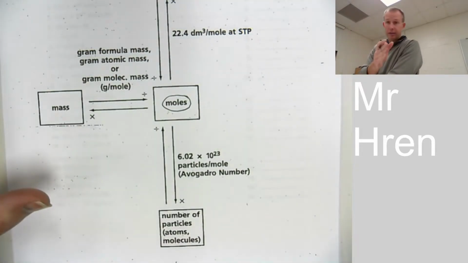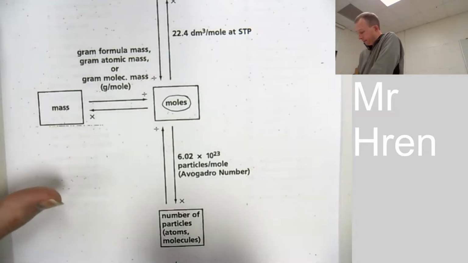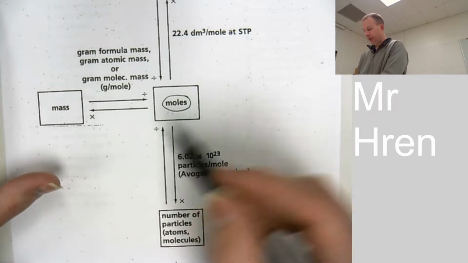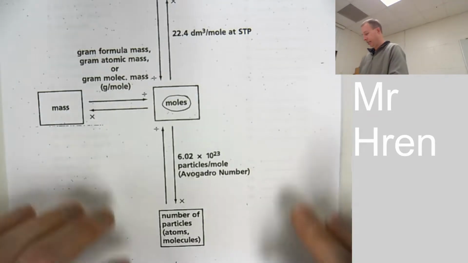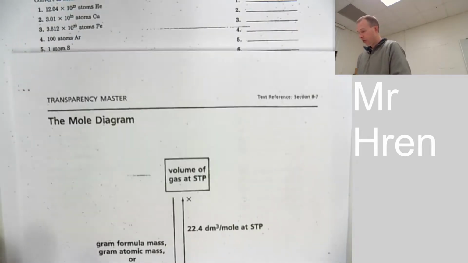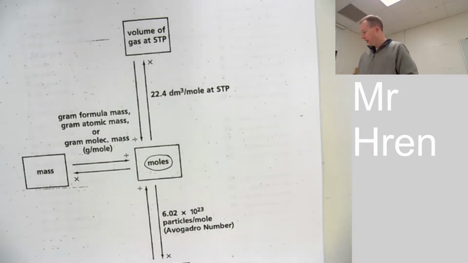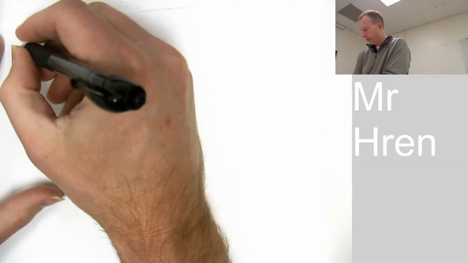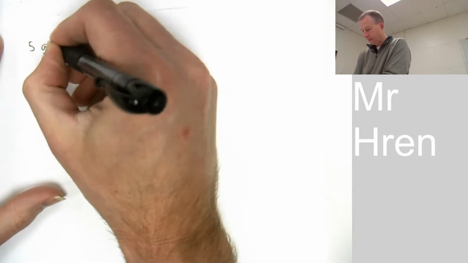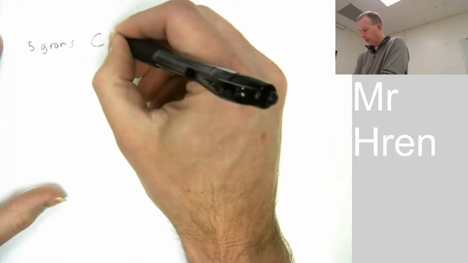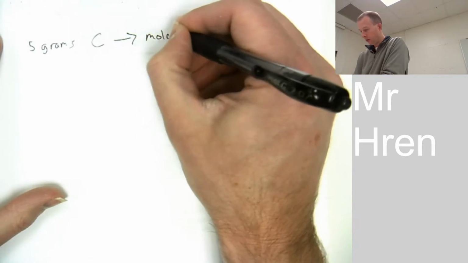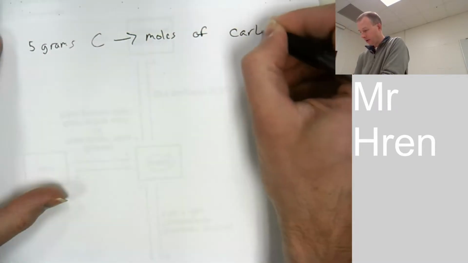So here's the basic idea. Anytime you're going to be using this chart to sort of diagram problems that you're going to want to do, conversions and examples of problems. So let's say that you start with something really easy. Let's say that we have 5 grams of carbon, and we want to convert that to moles of carbon. So this is an example.